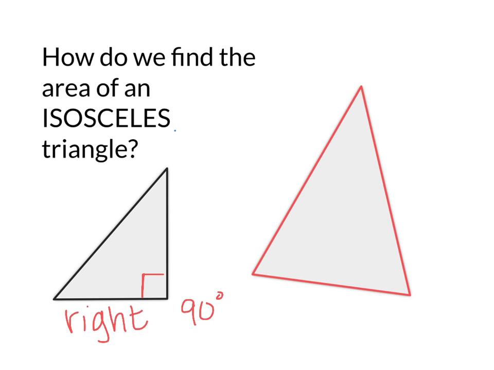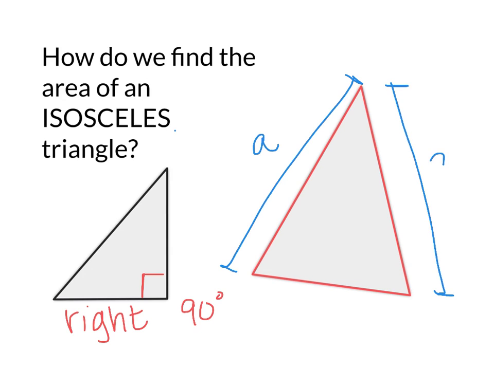And then on our isosceles triangle, we know that it's an isosceles triangle because it has two side lengths that are the same length. So we would call that length A. And then this third side here would be B. So this is an isosceles triangle. So let's start with the isosceles triangle here.